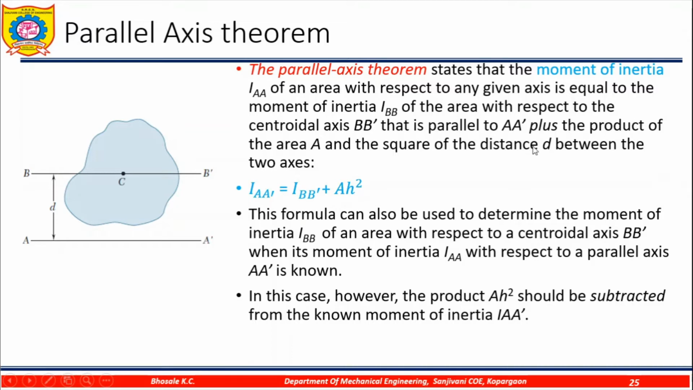So this is H. This formula can be used to determine the moment of inertia Ibb of an area with respect to the centroidal axis bb dash when its moment of inertia Ia with respect to the parallel axis AA dash is known. In this case, however, the product AH square should be subtracted from the known moment of inertia.